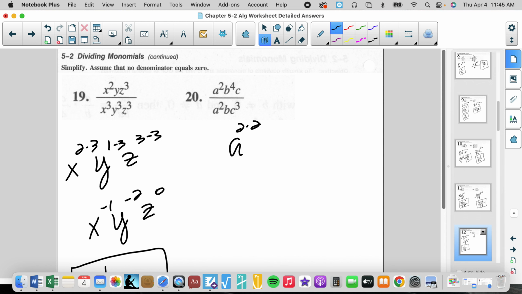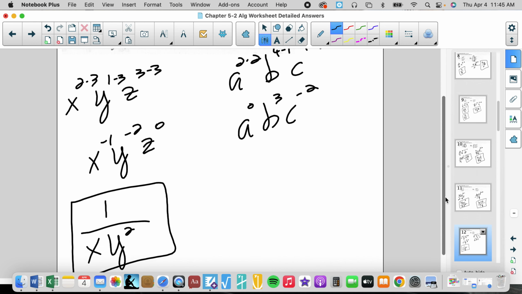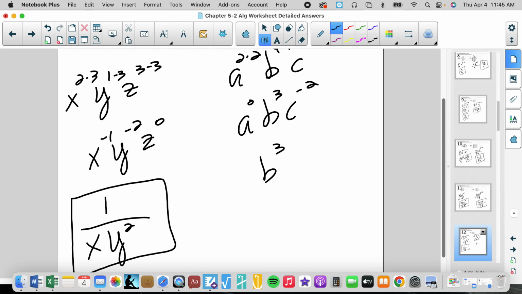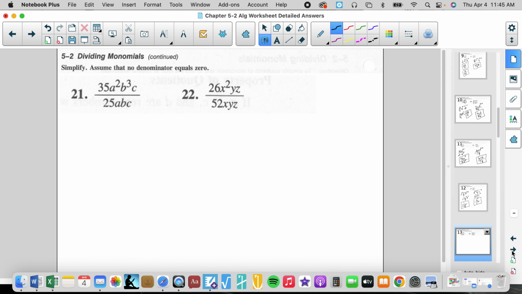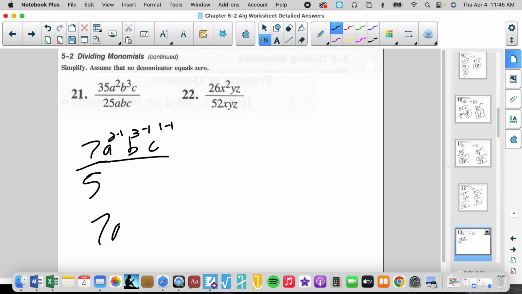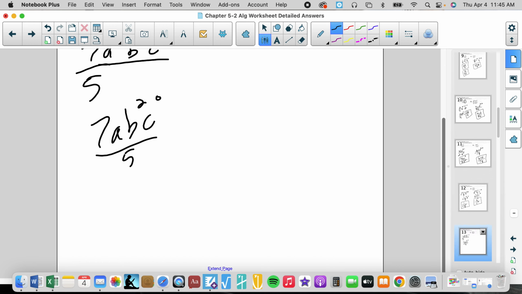A, 2 minus 2, B, 4 minus 1, C, 1 minus 3. That's A to the 0, B to the third, C to the negative 2. So A to the 0 is 1, B to the third stays in the numerator, C to the negative 2, the 2 goes into the denominator and becomes positive. 35/25, 7/5, A squared minus 1, B to the third minus 1, C to the 1 minus 1. 7a b squared c to the 0 over 5. C to the 0 can be simplified, so 7ab squared over 5.